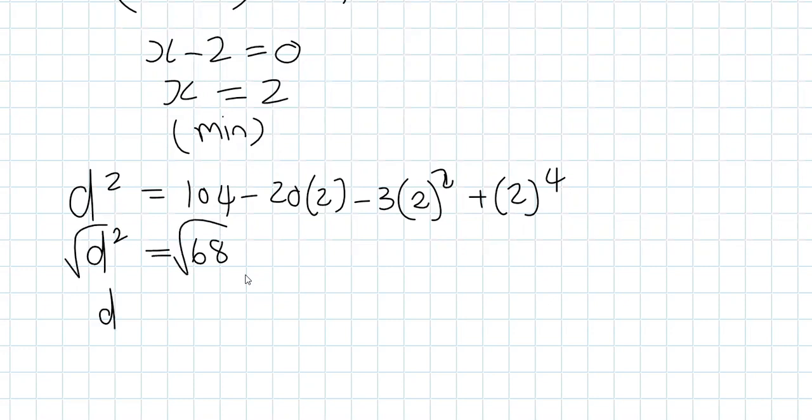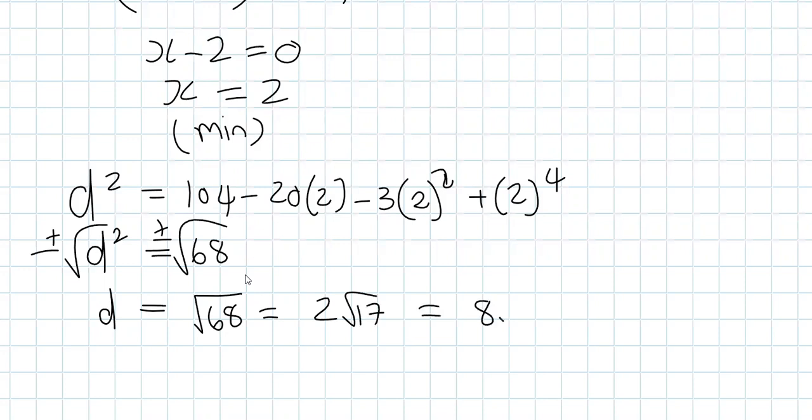Now, when you do your square root, it's positive or negative, but distance can only be positive. It's an actual thing. You can only walk a positive distance. There's no such thing as a negative distance. I mean, you can walk backwards, but it's not the same thing as a negative distance. So the distance is the square root of 68, which simplifies fully to 2 square root 17, or in decimal form, 8.25 units.